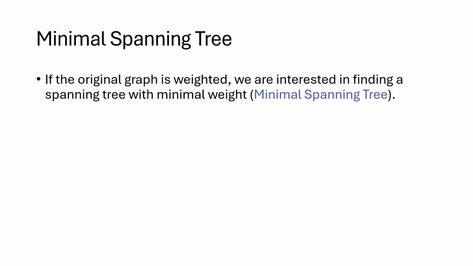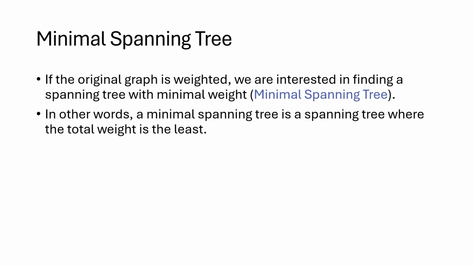Okay, so first of all, in this context, your graph is weighted. Still, what you want to do is you want to remove as many edges as possible. Again, you want the remaining graph to be connected, and it's not going to have a cycle, so it's going to be a tree. But on top of all of that, we want the sum of the weights of the edges to be minimum. That's why it's called minimal spanning tree.